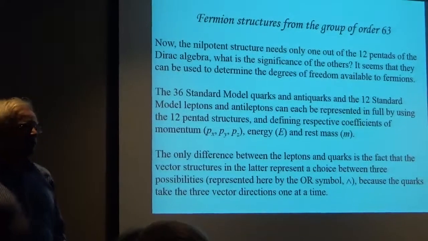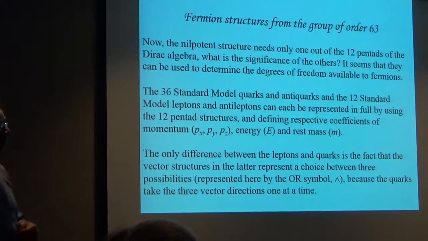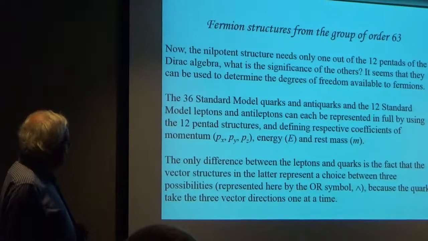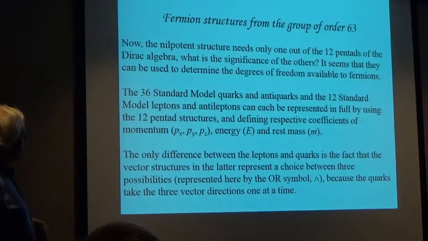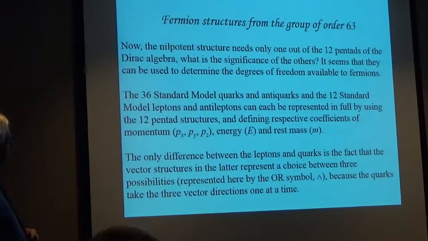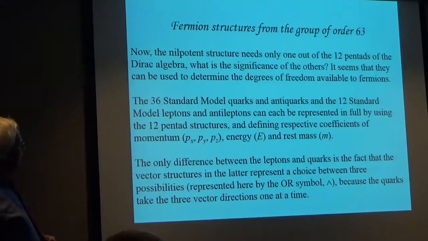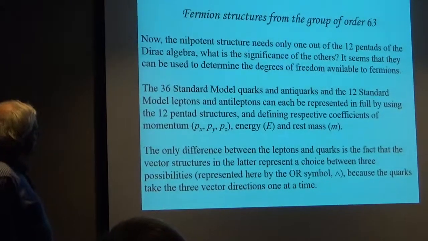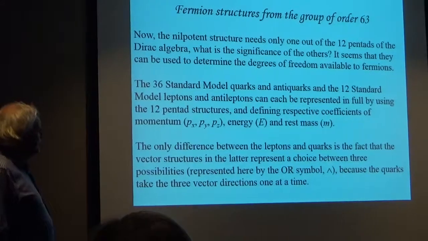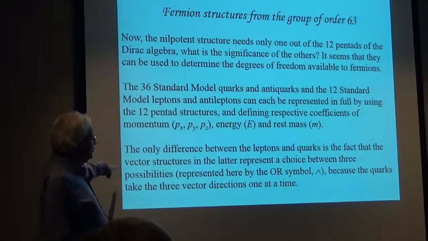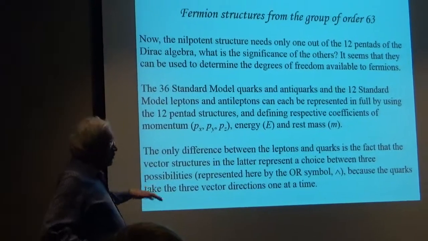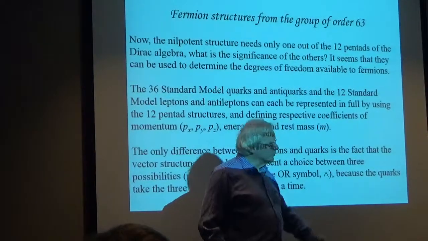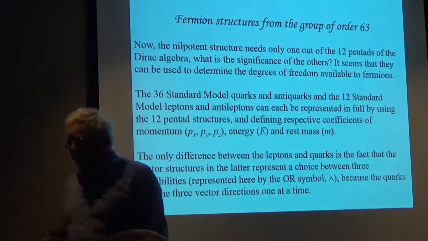Well, we can actually use them to see what degrees of freedom we can use to construct fermions. So you've got 36 standard model quarks, 12 standard model leptons and anti-leptons, quarks and anti-quarks. These can be represented by using the 4 pentad structures. And the only difference between the leptons and the quarks is the vector structures in the quarks represent choices. I'm going to use the OR symbol like that to represent the choices.